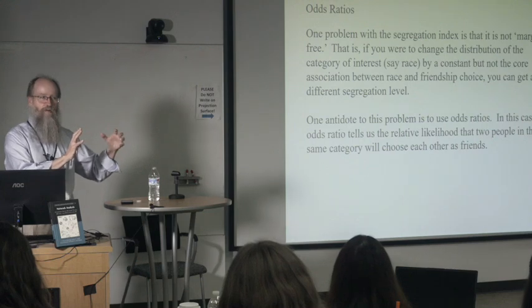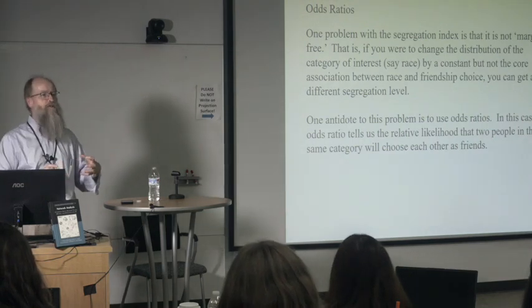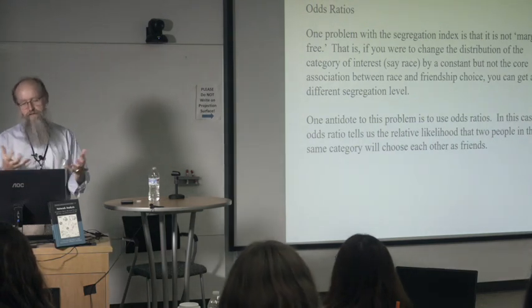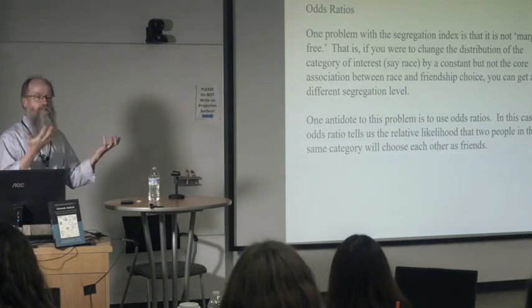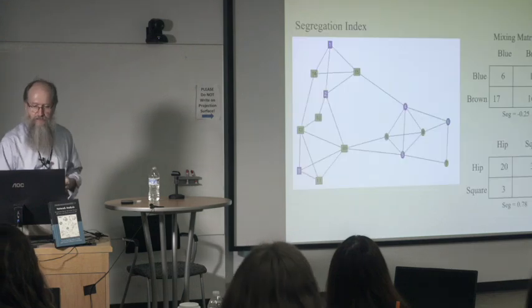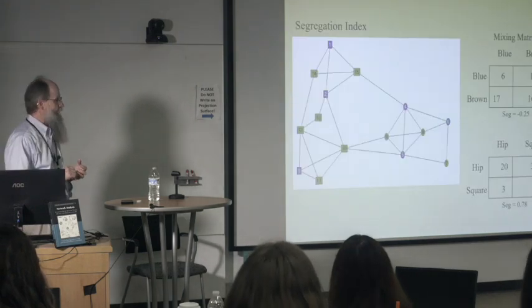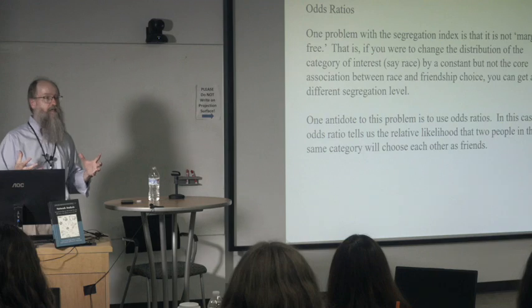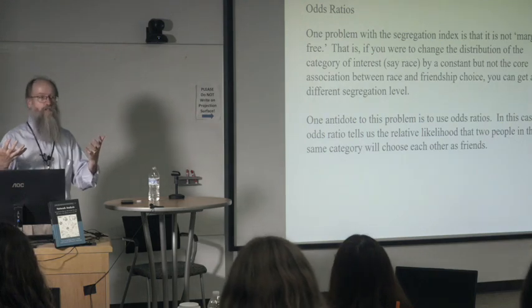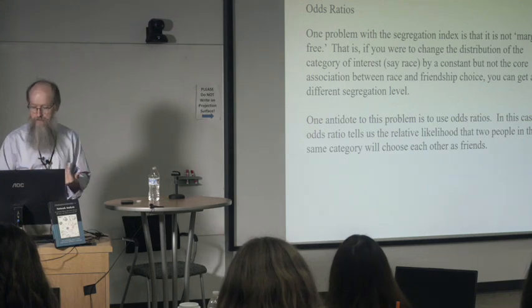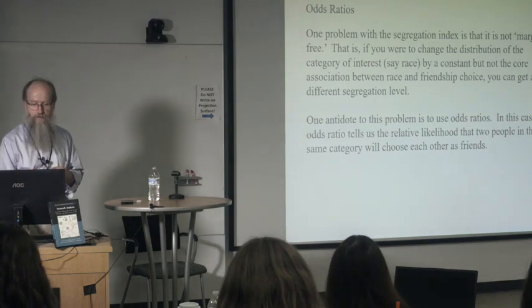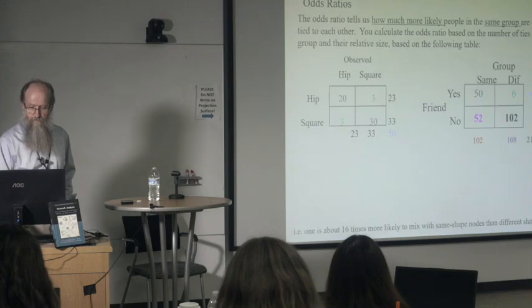So logistic regression is having a down moment right now in the methods world, for whatever reason. But if you're used to thinking about odds ratios, it's a perfectly good way to use it. The advantage of an odds ratio over a segregation index is that it's what's known as margin free. I could double the size of the population and it wouldn't change the score. That's not always true with segregation indices, because it changes the denominator a little bit.